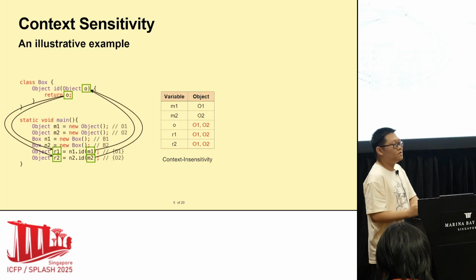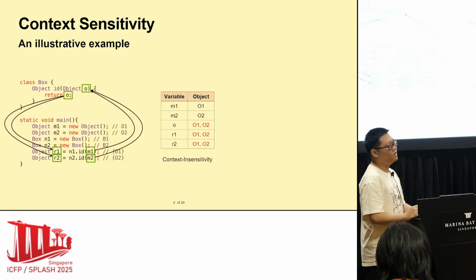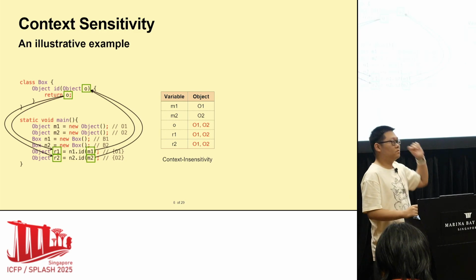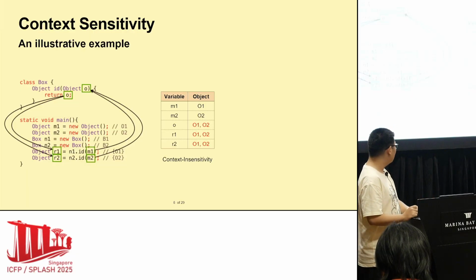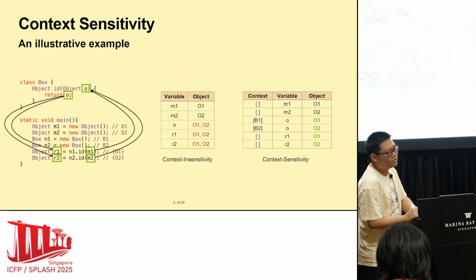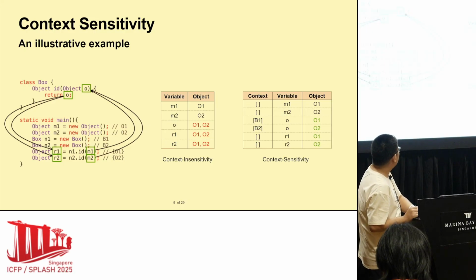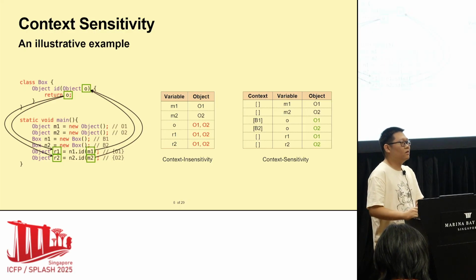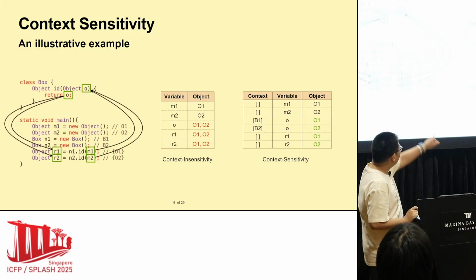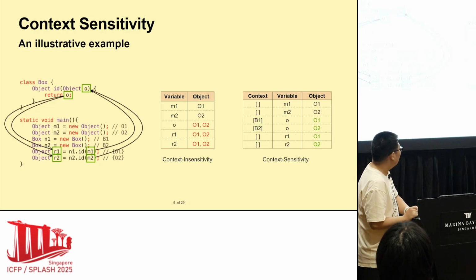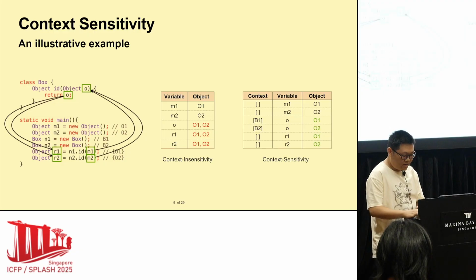Under context insensitivity, since the contexts of method id are not distinguished, the parameter o of id will point to both objects, o1 and o2, as well as for the two variables, r1 and r2, causing imprecision. Under context sensitivity, here we mainly refer to object sensitivity, and we distinguish the method id by its calling context. You can see here that o is replicated under different contexts, so we can have precise results.